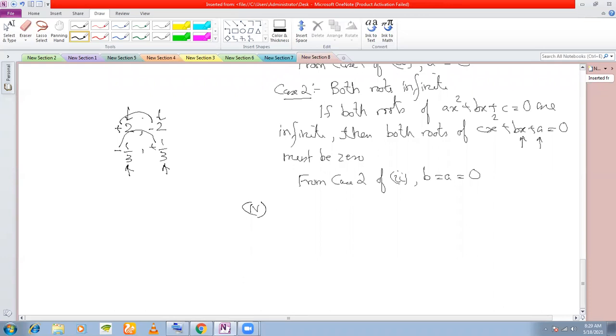So this is what it means, that the roots are equal in magnitude but opposite in sign. If the roots are equal in magnitude and opposite in sign, then what can you say about the sum of the roots? What can you say?